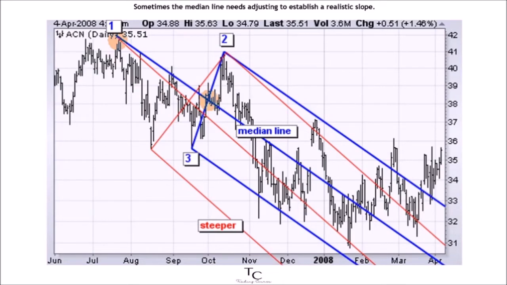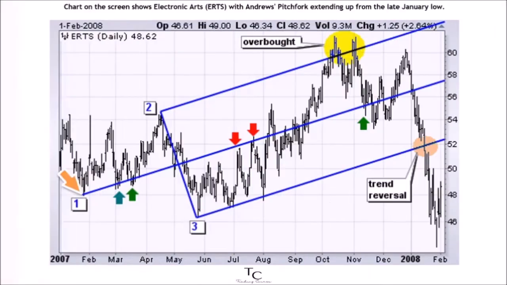Sometimes the median line needs adjusting to establish a realistic slope. Pitchforks that are too steep will be easily broken. Pitchforks that are too flat will not capture the trend. Chart on the screen shows Electronic Arts, ERTS, with Andrews Pitchfork extending up from the late January low. Ideally, point 1 would be based on the low for the move. Points 2 and 3 would mark the first reaction high and first reaction low after point 1.